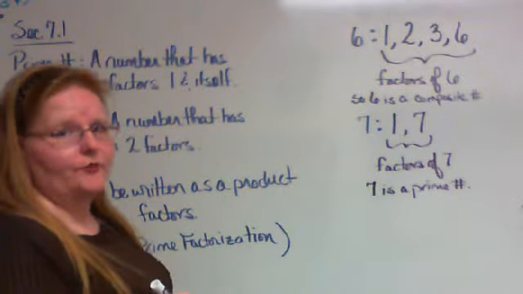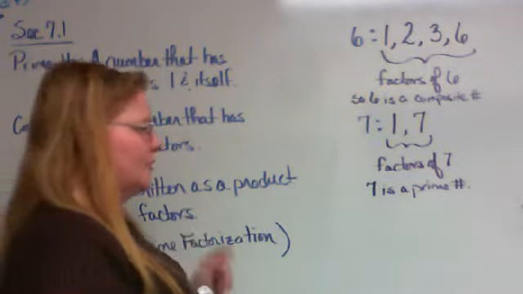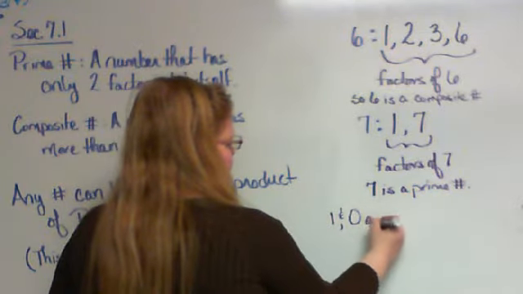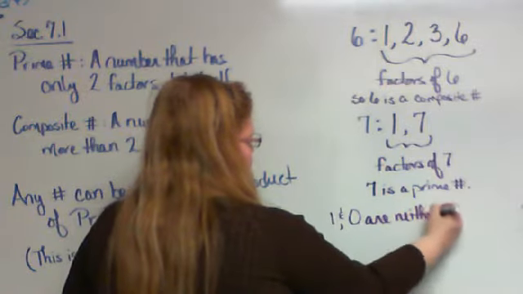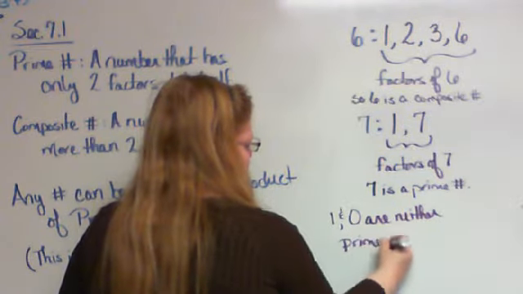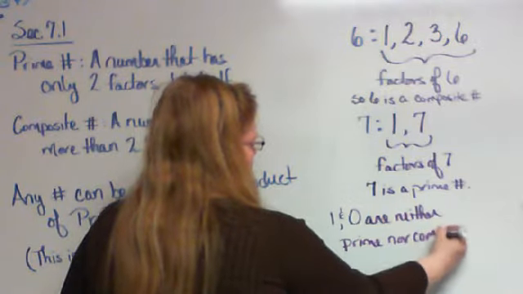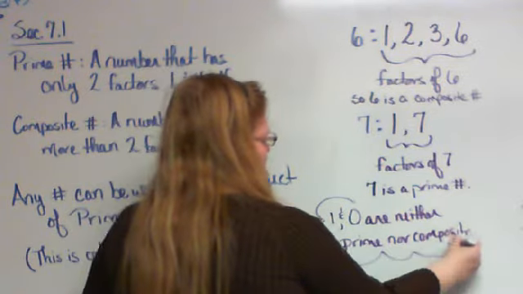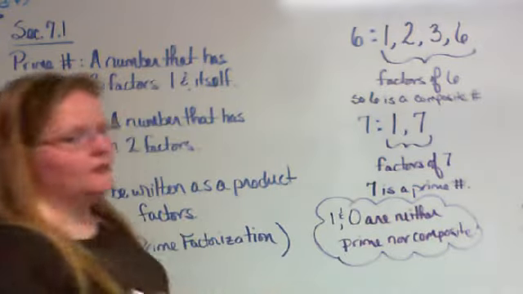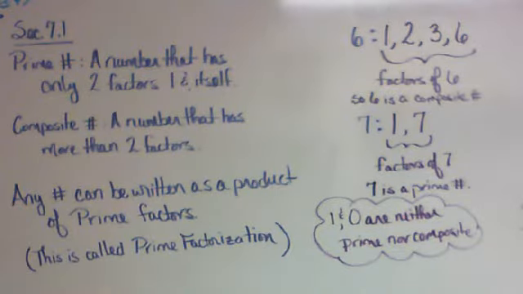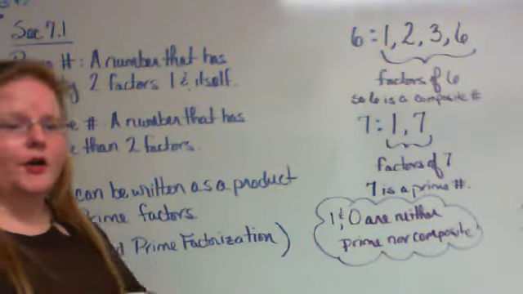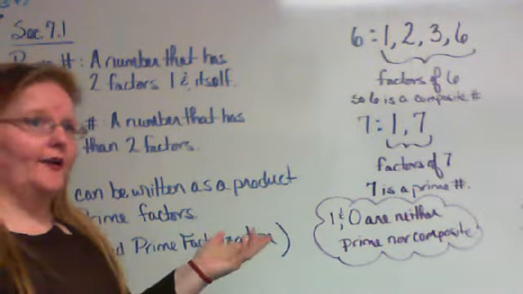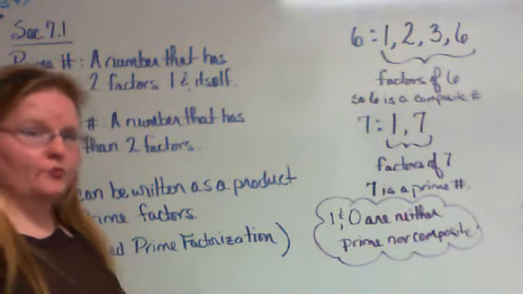There are some other things you need to know. There are 2 numbers that are neither prime nor composite. That's the numbers 1 and 0. So if you're making a list of prime numbers, your first prime number is not 1 because 1 is not a prime number. Your first prime number is always 2. Doesn't mean that it goes into everything. It only goes into half the numbers in the world. But 2 is the first prime number.